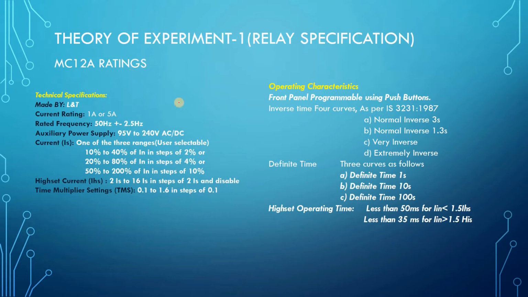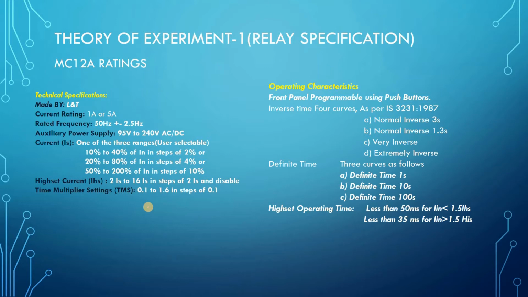So as you can see, this numerical relay can have the normal inverse or inverse characteristic, and can also have the definite time characteristic, and also the instantaneous characteristic by using the high set settings. Also this high set operating time is less than 50 microseconds for input current less than 1.5 times of the IHS. That means when the current is more than IHS, definitely it will trip instantly. But what is the time? Time is less than 50 microseconds.